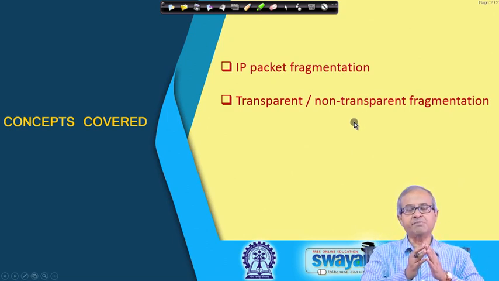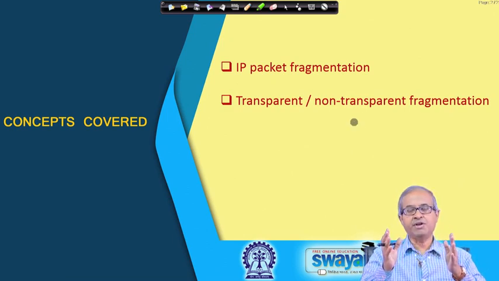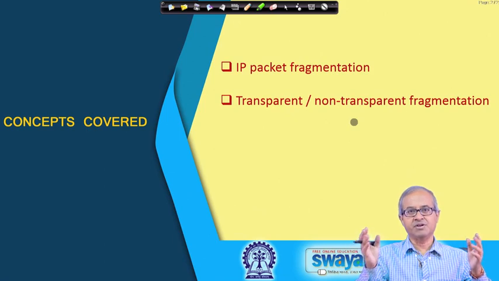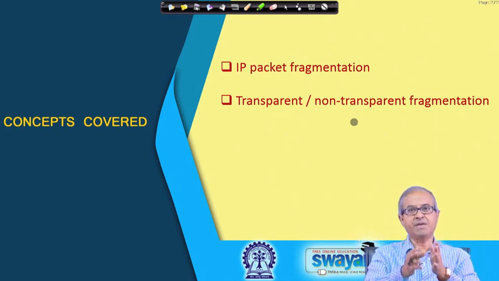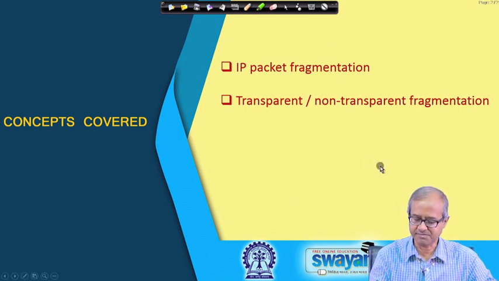This fragmentation comes from the point that I had mentioned earlier, that when a packet is being given to the IP layer for routing, the packet may be too large. There may be some networks where the IP software or the layer is so configured that the maximum size of a packet is limited. So, if the incoming packet is larger than that, then the packet may have to be broken up or fragmented into smaller packets. Okay? This is the basic idea behind fragmentation.